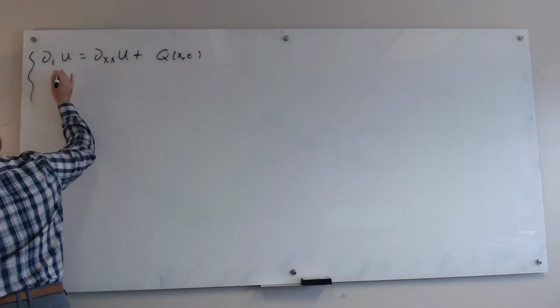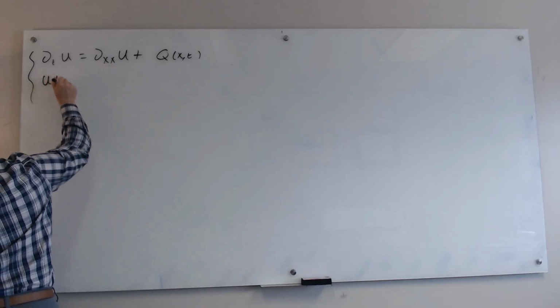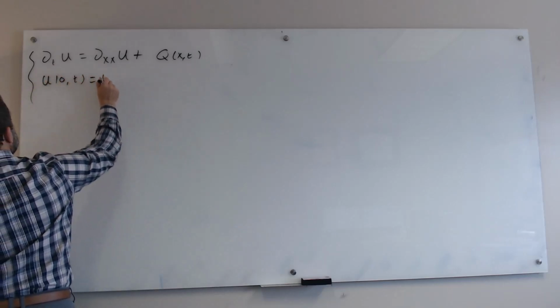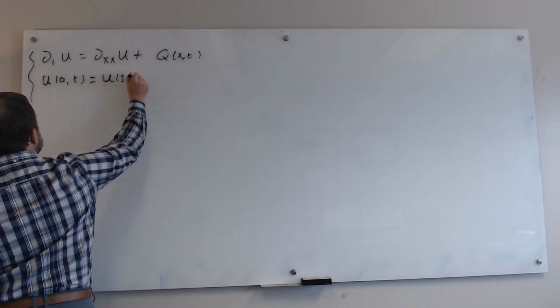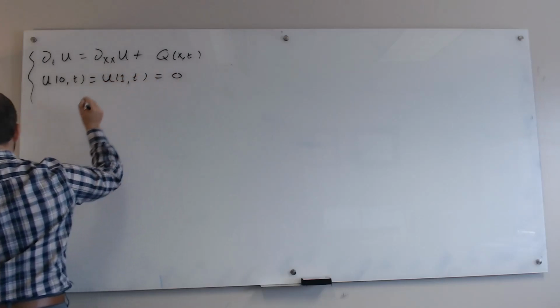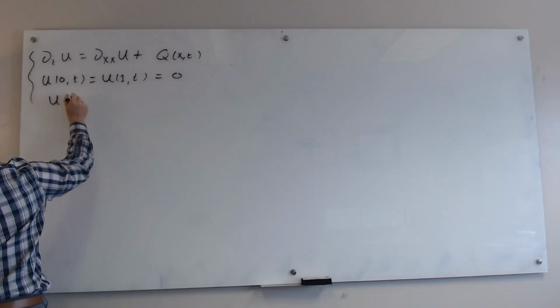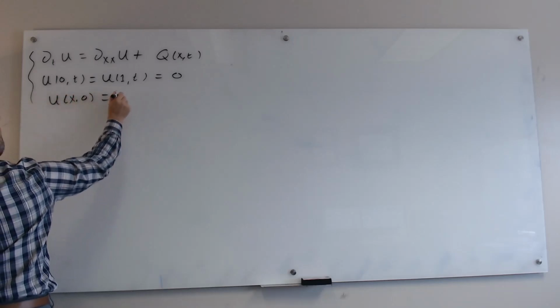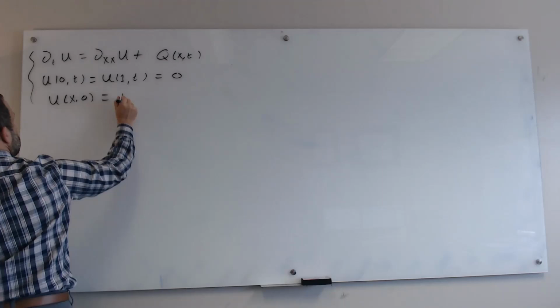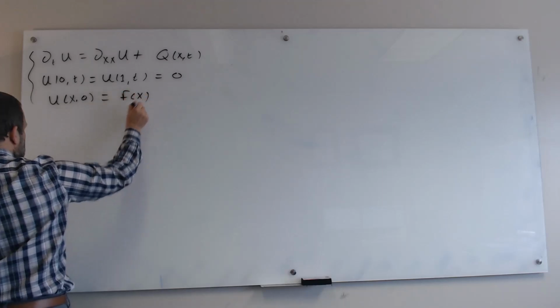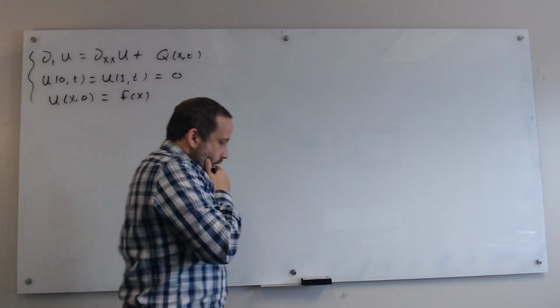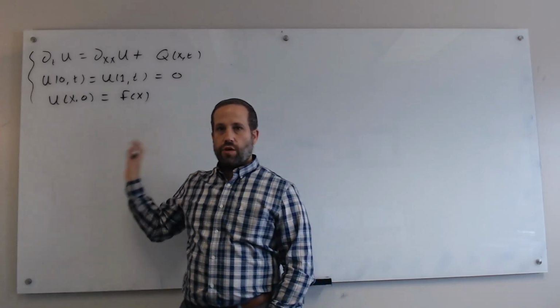And then again, we're going to look at our Dirichlet boundary conditions. u of 0,t equals u of 1,t, and they're both equal to 0. And then we're going to look at our initial condition, u of x,0 is equal to f of x. Okay, so we want to solve this equation.